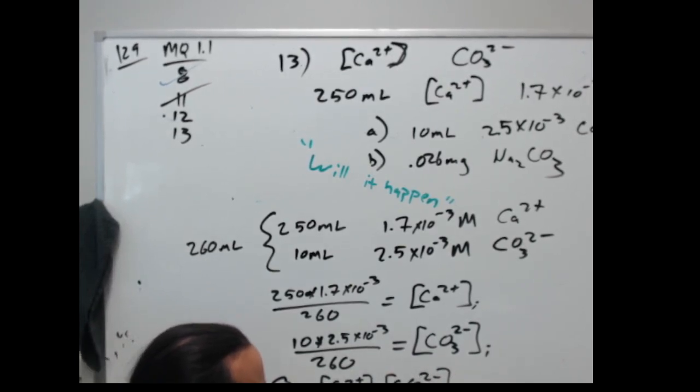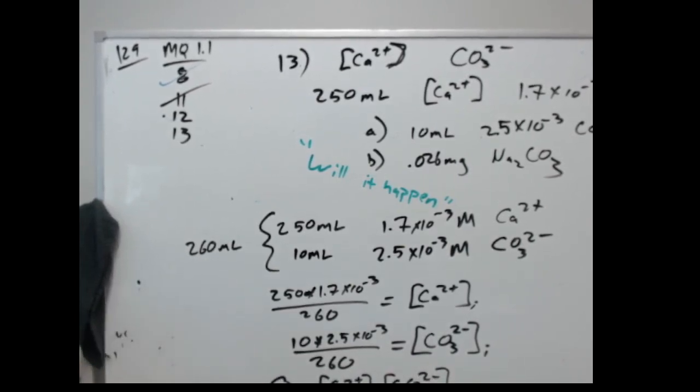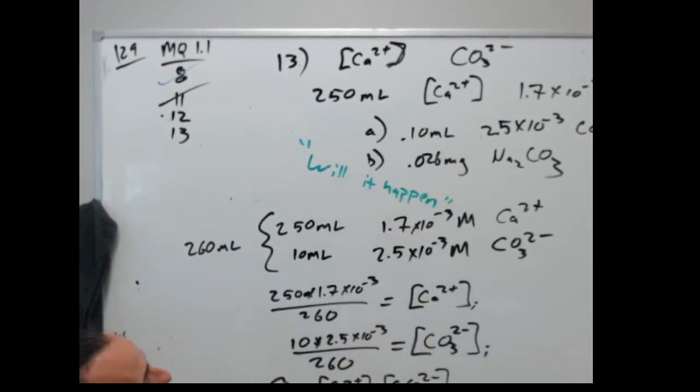And then my Q value is going to be my calcium concentration initial times my carbonate concentration initial. I have a question. Where it says 10 milliliters, for me it was 0.10 milliliters. Oh, that is 0.10. Sorry, maybe I said it wrong. So it would be 0.1 milliliters for everyone. Okay, so then it would be 250.1.